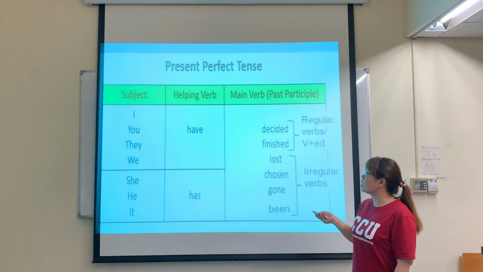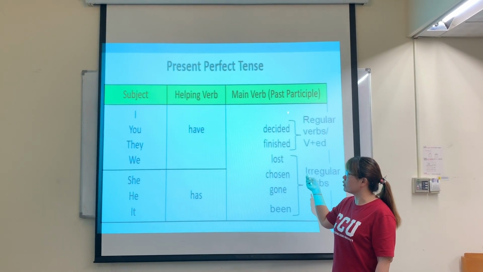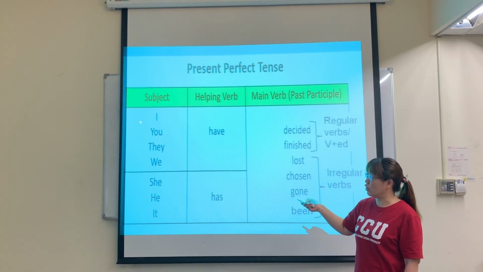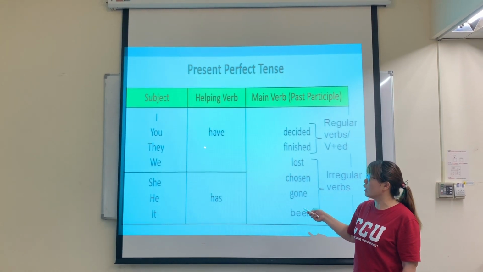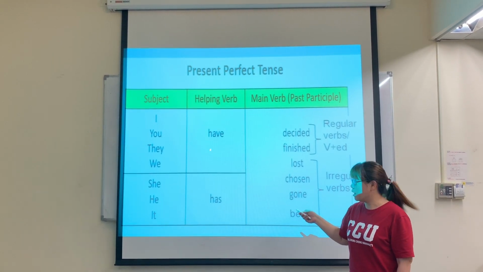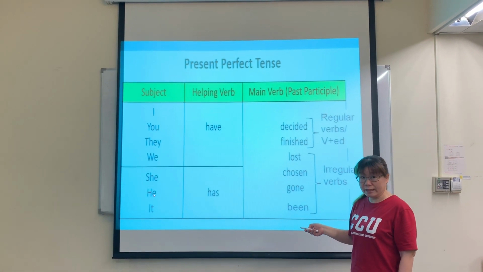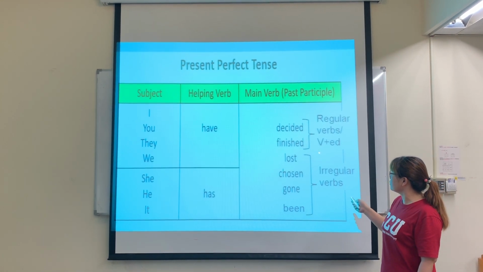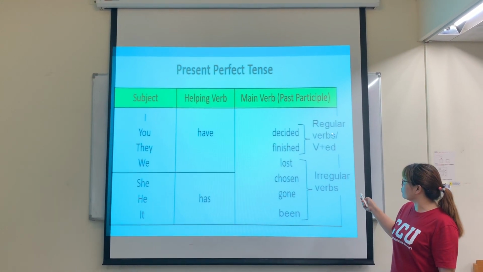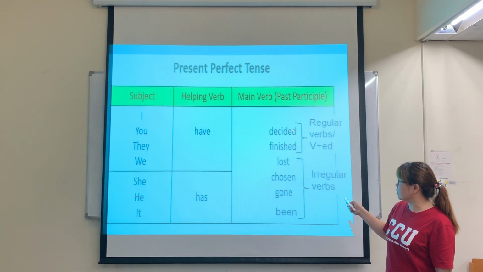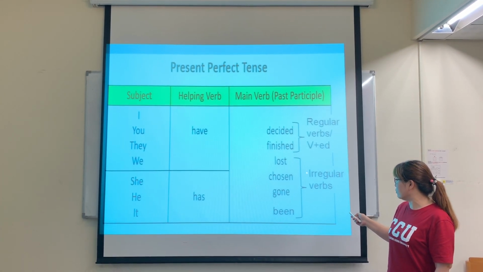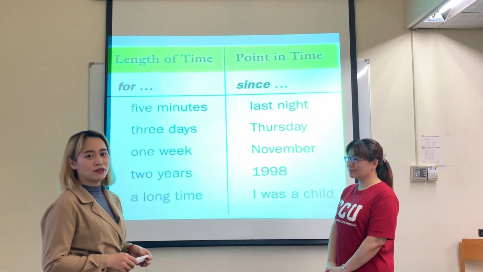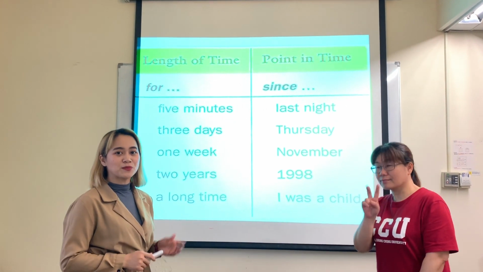Now, students, I will introduce the present perfect form. For the subject, with the first person and second person, I, you, and the plural, they, we, we have to use the helping verb have. And with the third person, she, he, it, we have to use has. For the main verb, we have regular verbs and irregular verbs. In regular verbs, we add ed. But irregular verbs, you just have to remember. We will discuss them later.